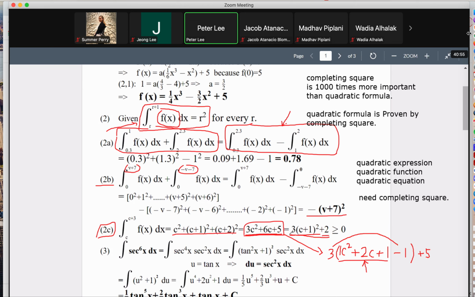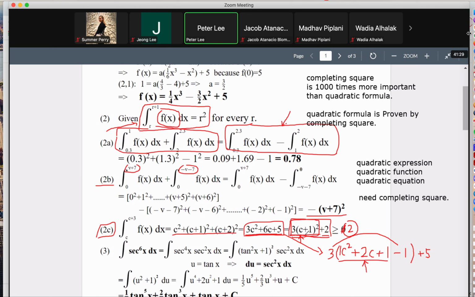And by the way, once you write this in completed square form, you don't have to say anything. Oh, you know what? I made a mistake. This is actually greater than or equal to 2. I should have written greater than or equal to 2, because this is 3 times something squared, which should always be positive. We assume that c is a real number. So 3 times something squared is positive, and then plus 2, so that is greater than or equal to 2. And that's it. See? Isn't that simple?